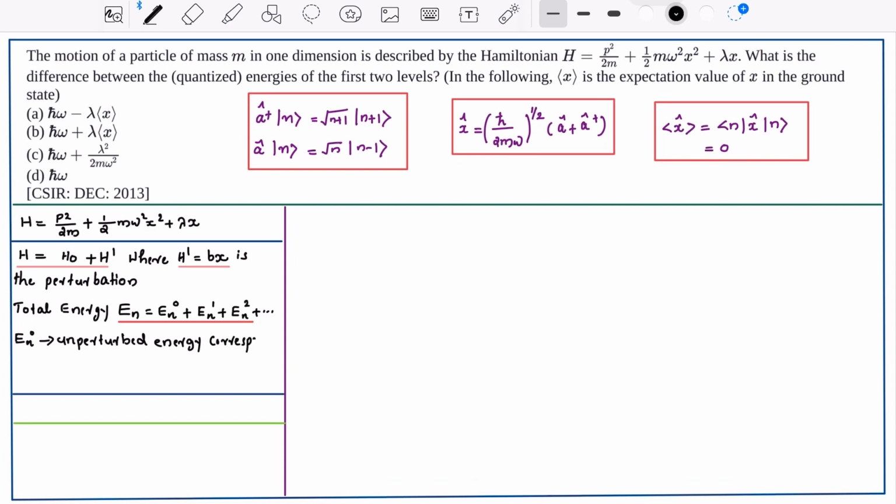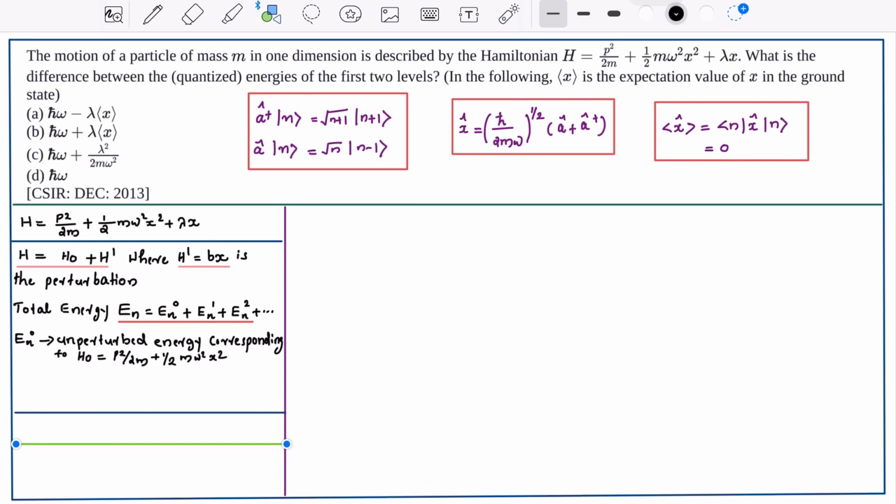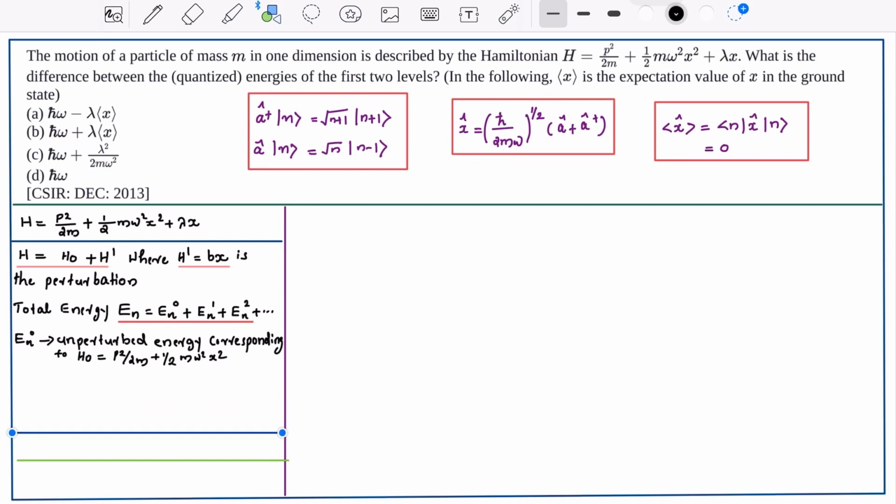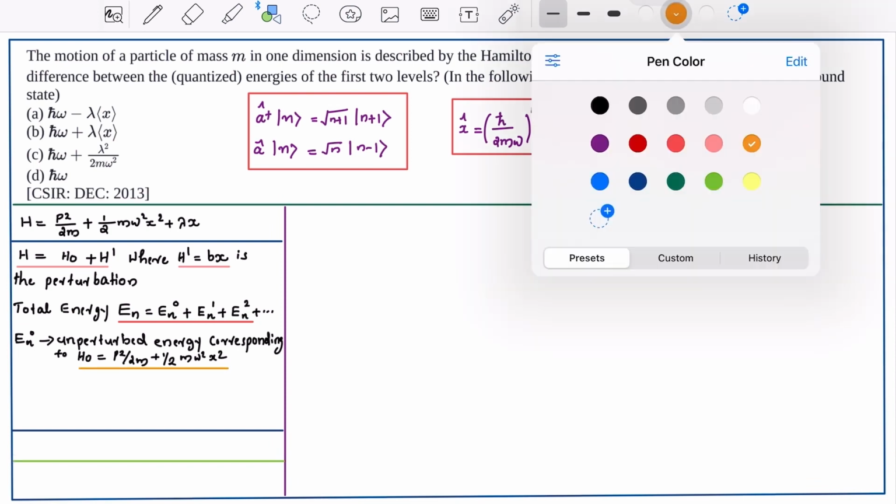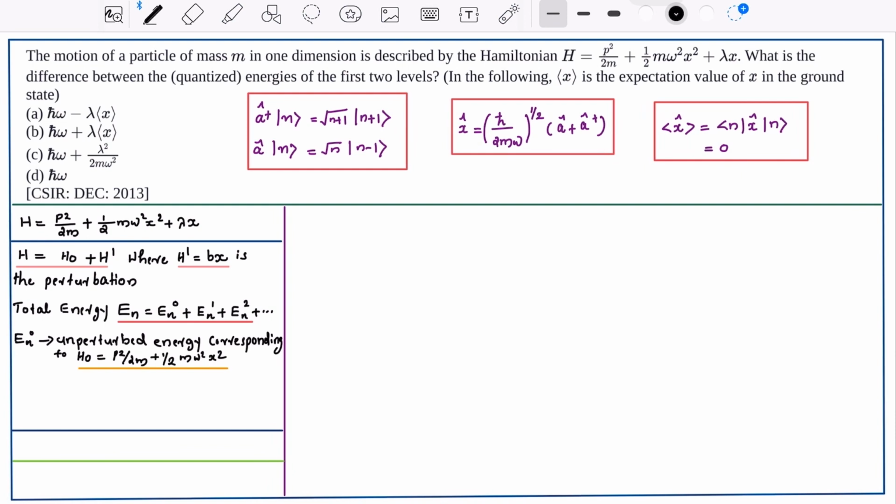What is H0? H0 is equal to p square by 2m plus half m omega square x square. This unperturbed energy is, we know, n plus half h cross omega. Now due to the perturbation lambda x, there will be correction to the total energy. Let it be represented as En1, En2, etc., where En1 is the first order correction in the energy En, and En2 is the second order correction in energy En.